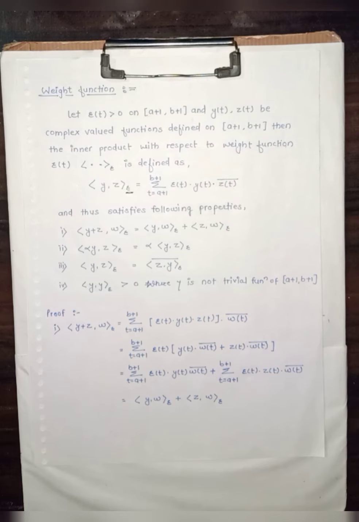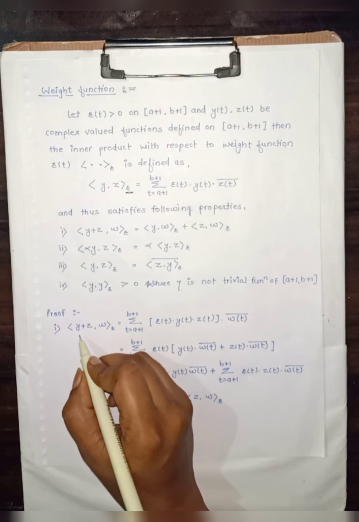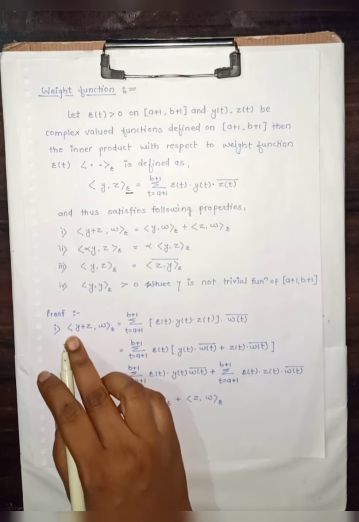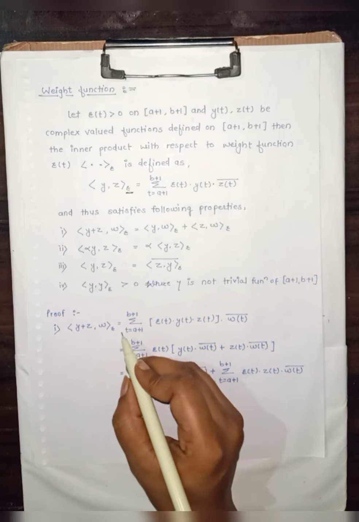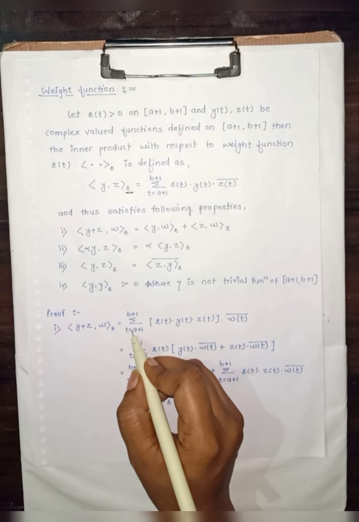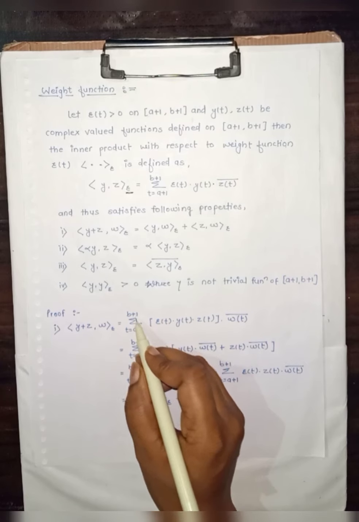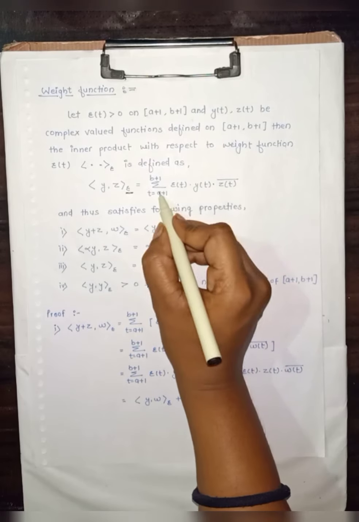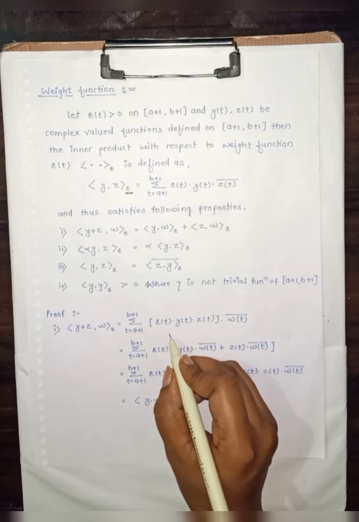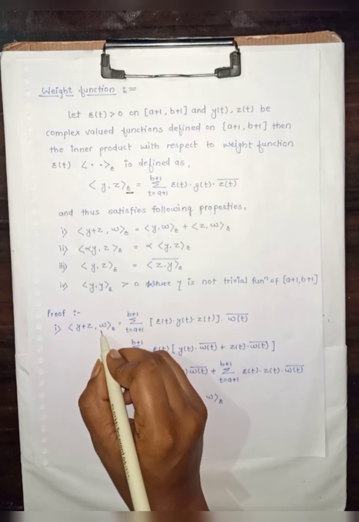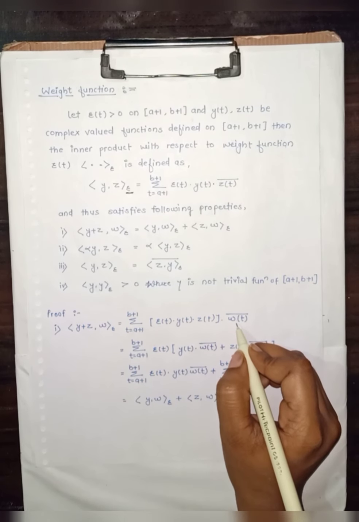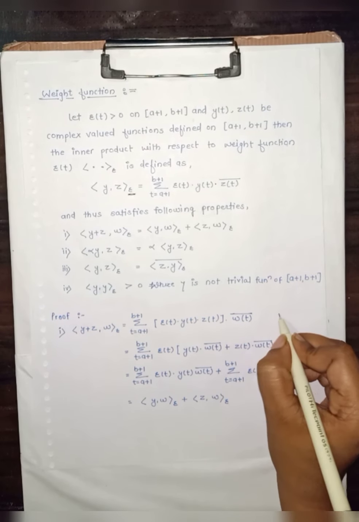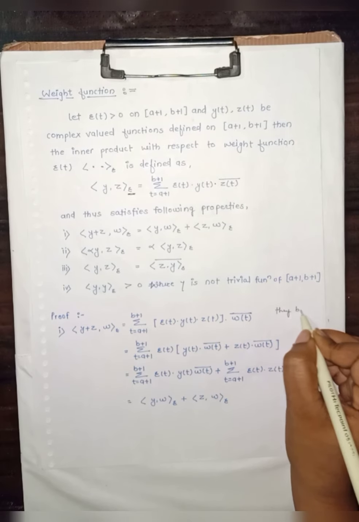Now start with the proof. We will prove the first property, that is the inner product of y plus z and omega with respect to r. The inner product of y plus z and omega with respect to r equals summation from t equals a plus 1 to b plus 1 in bracket r of t into y of t plus z of t, as we have given here. So we have taken this, then omega is out and its conjugate. As I mentioned in the last theorem, this is because they belong to complex functions.